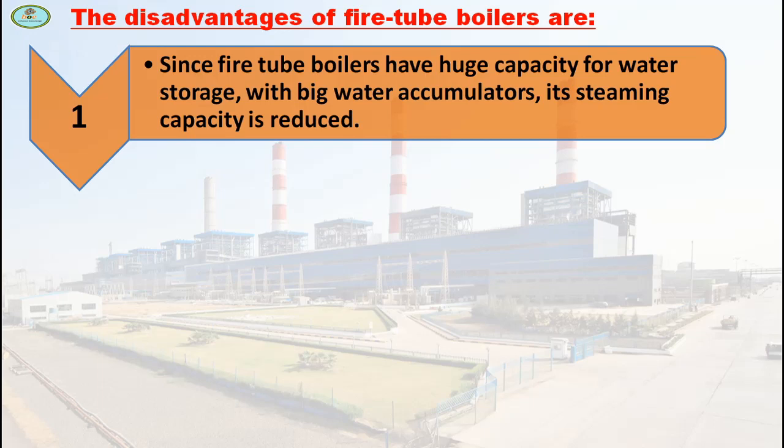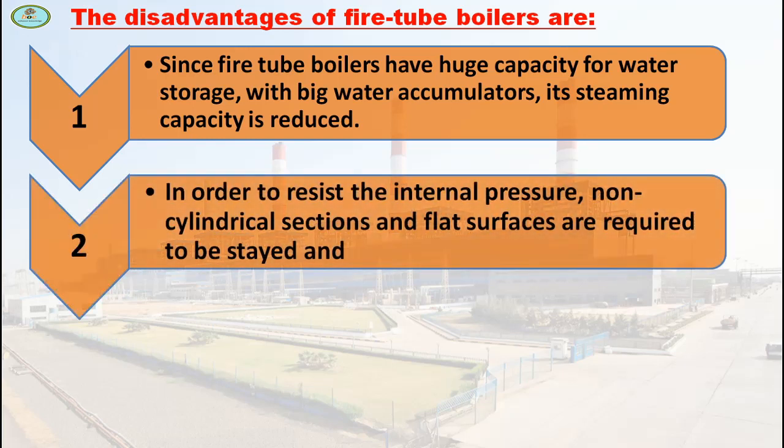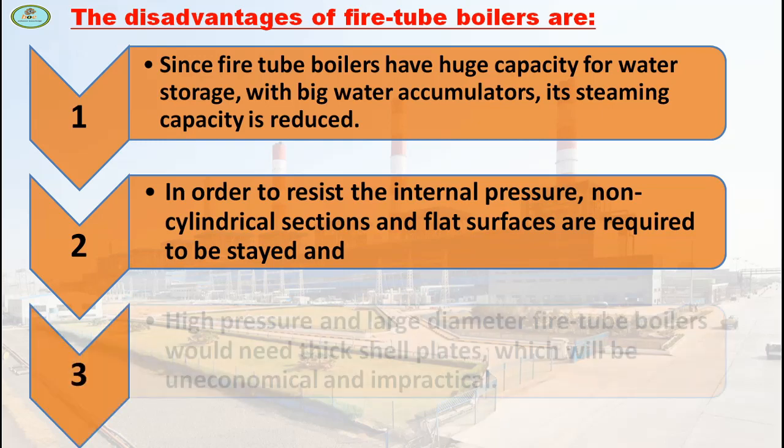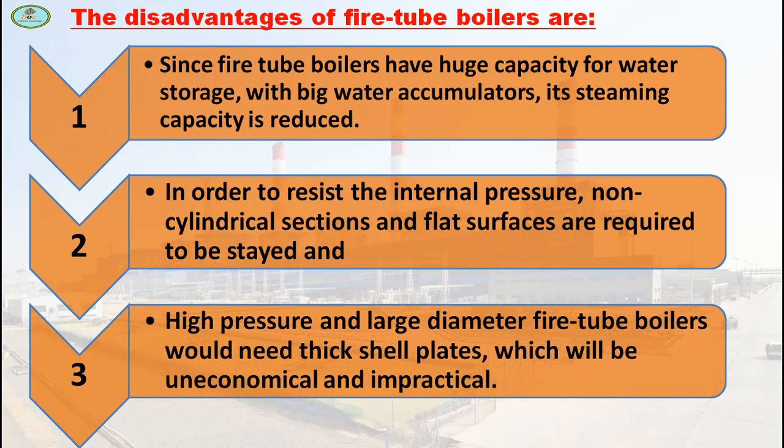Disadvantages of fire tube boilers. Since fire tube boilers have high capacity for water storage, with big water accumulators, their steaming capacity is reduced. In order to resist the internal pressure, non-cylindrical sections and flat surfaces are required to be stayed, and high pressure and large diameter fire tube boilers would need thick shell plates, which would be uneconomical and impractical.